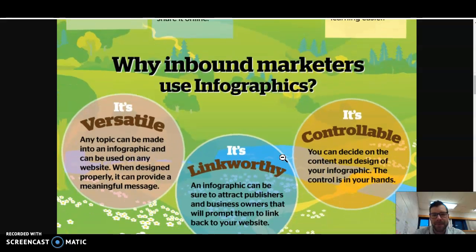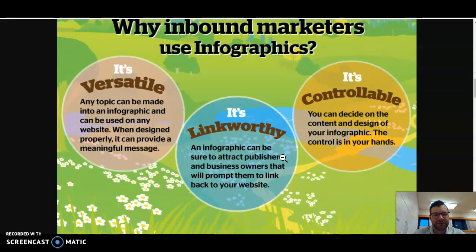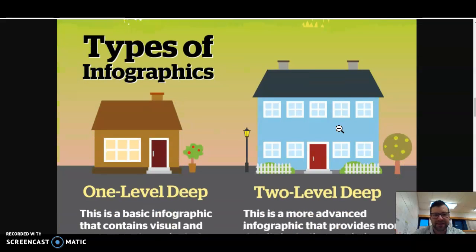Why do inbound marketers use infographics? It's versatile, it's link-worthy, and it's controllable. What do these mean? Any topic can be made into an infographic and can be used on any website. When designed properly, it can provide a meaningful message. It's link-worthy, so an infographic can attract publishers and business owners that will prompt them to link back to your website. And it's controllable. You can decide on the content and design of your infographic. The control is in your hands.